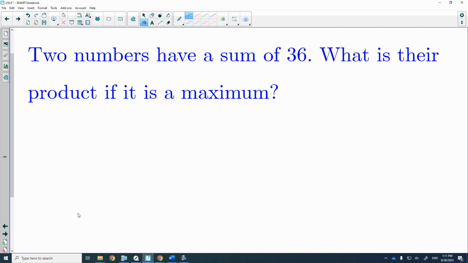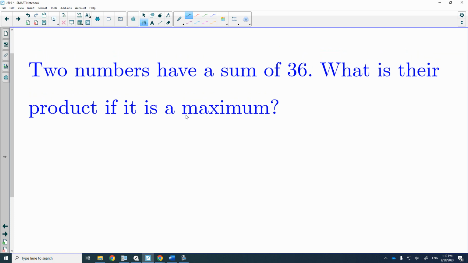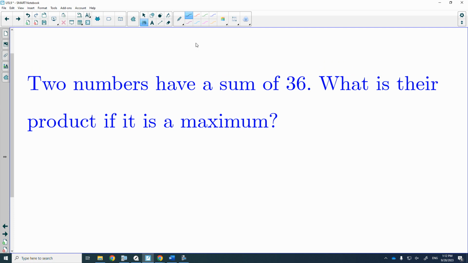Okay, so write this guy down. Two numbers have a sum of 36. What is their product if it's a maximum? Okay, so here's what I mean by this. You could just watch up here for how I'm going to explain the question, but then I'll show you mathematically how we would solve this.